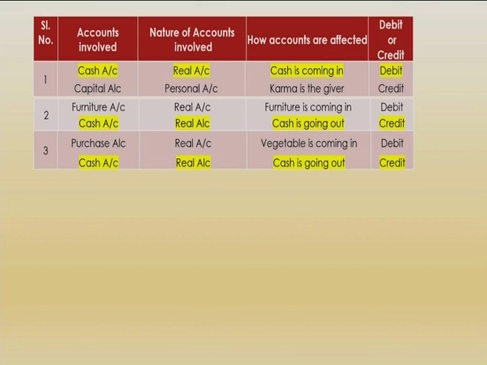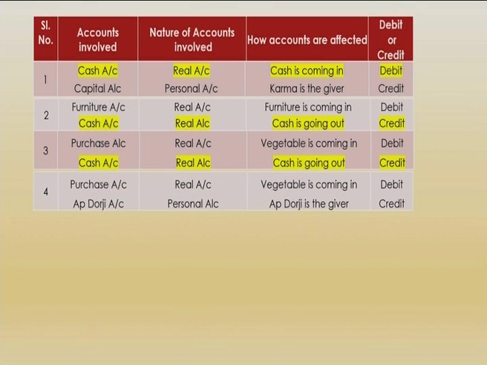Transaction 3, he purchased vegetables. Purchases is a real account because vegetable is coming in. Therefore, purchases will be debited. Here he pays cash to the group of farmers, so cash is going out. Cash is a real account, so cash has to be credited. So cash is credited for the third transaction.